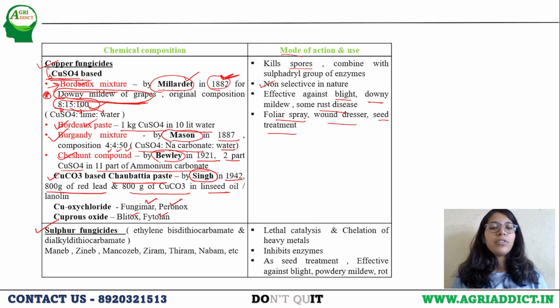The next comes the sulfur fungicides. They are the ethylene bis dithiocarbamate and dialkyl dithiocarbamate group. The examples are Maneb, Zineb, Mancozeb, Ziram, Thydam, Nabam, and various other names. So, what is the mode of action? It inhibits the action of various enzymes, is used as a seed treatment, and is effective against diseases like blight, powdery mildew, and rot. So this is the most important: oftentimes it comes up which disease sulfur fungicides are effective against. So you always need to remember that it is powdery mildew.